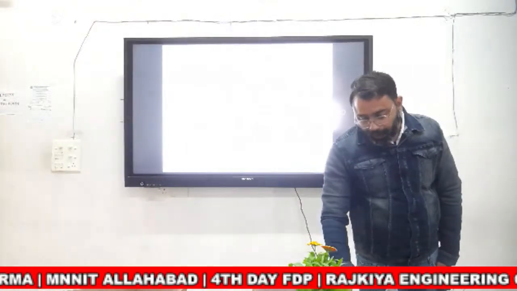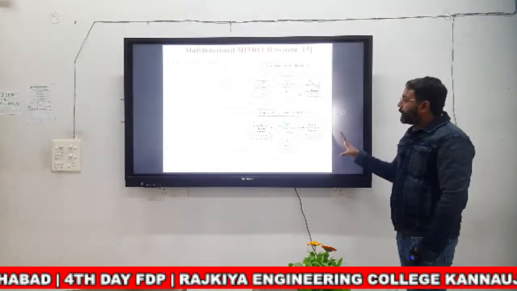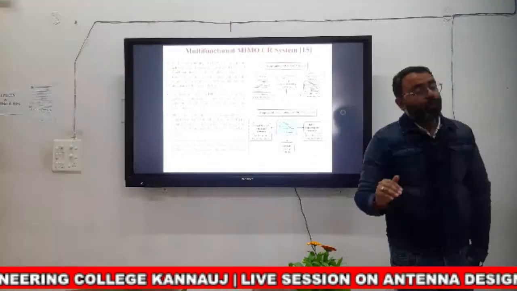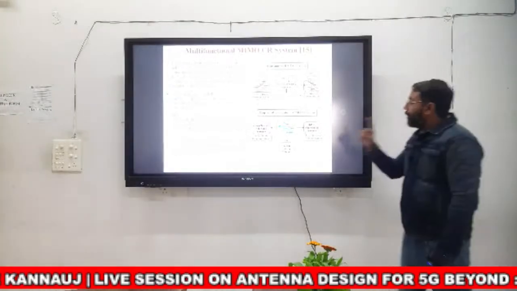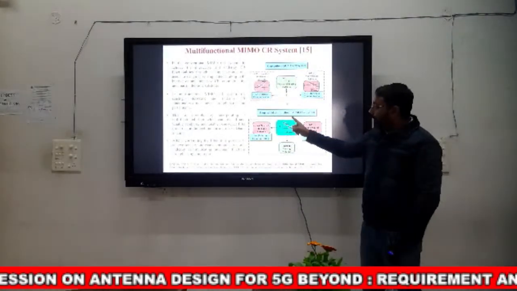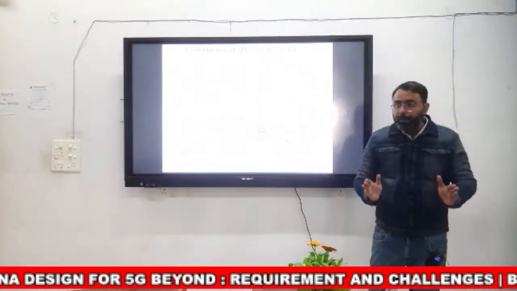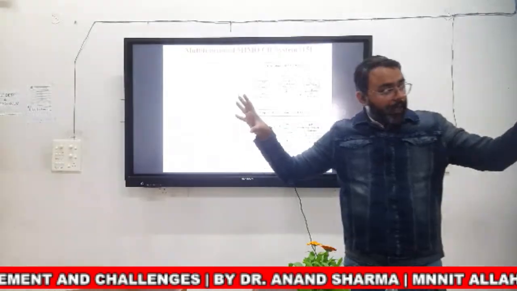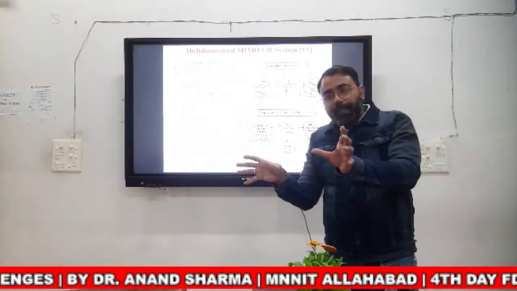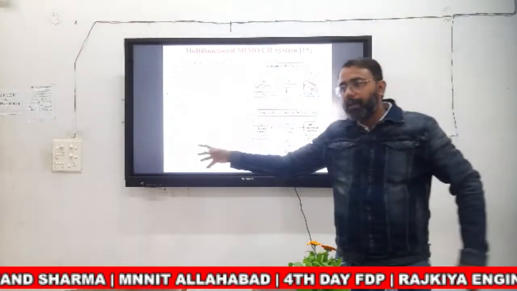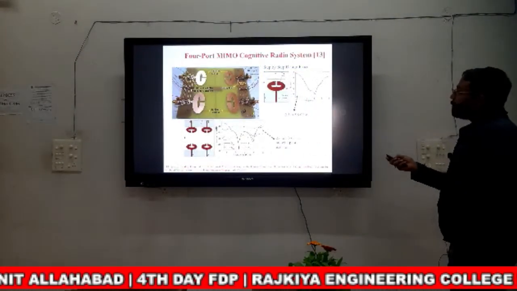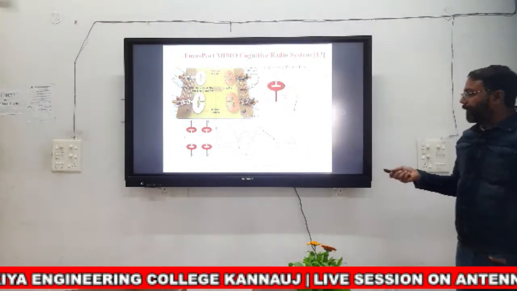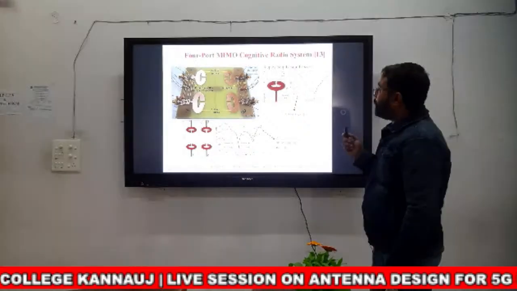Right now, most of the researchers are working on this multifunctional MIMO CR system, which is used for 5G communication systems. Here, the same MIMO antenna is used for sensing purpose. It is also used for interleave, and it is also used for underleave. Multifunctionality is there. How can we do that? I have given one example of this: 4-port MIMO cognitive radio for sub 6 GHz 5G application.